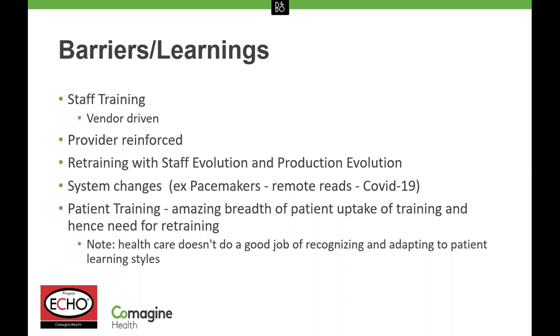Barriers and learnings. Seema asked me to say, what are the barriers and what are the learnings that we've had? And I always put this in our decision model also because it helps to identify these things as you look at any decision. Staff training, provider reinforcement of the staff training, retraining of staff and patients as staff evolve and production systems evolve, system changes that occur as a result of market disruptions.